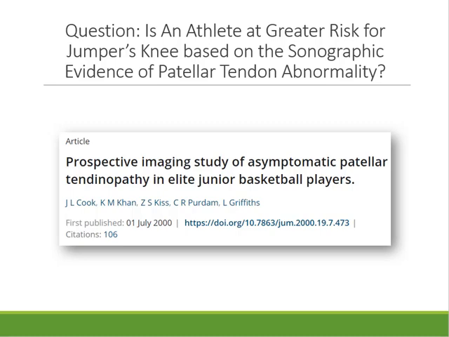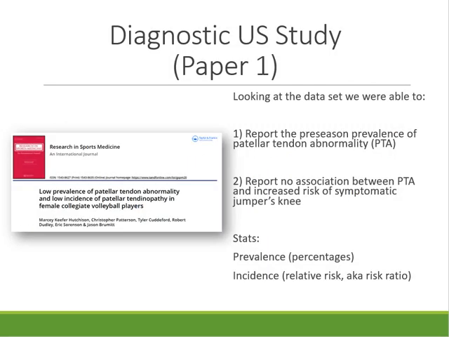And one research question is, is an athlete at a greater risk for jumper's knee or patellar tendinopathy based upon sonographic evidence of patellar tendon abnormality? So Cook et al. had found that asymptomatic patellar tendinopathy, having abnormal presentation on ultrasound imaging, was a risk factor for elite junior basketball players. So we were able to do the same thing.